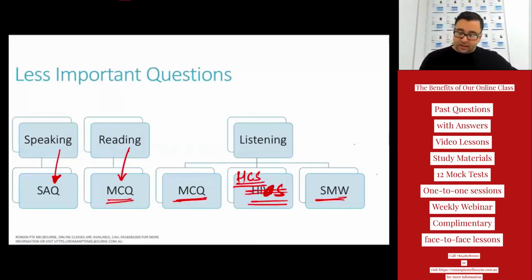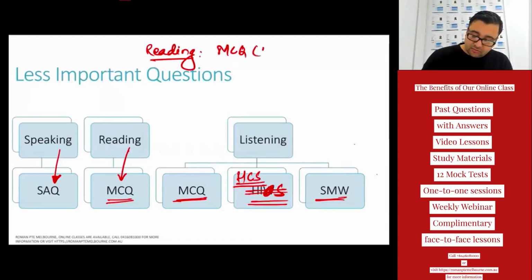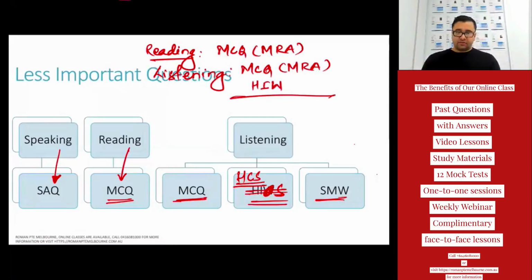Now, another important thing, which questions have negative marking in your exam? There are only 3 questions where we have negative marking. First is reading, MCQ, multiple right answer, then listening, MCQ, multiple right answer, and highlight incorrect words. Remember, there are no other questions where there is negative marking.